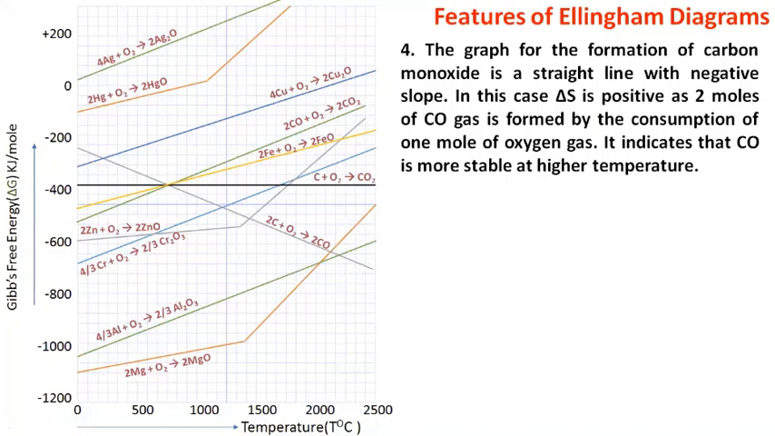So the graph for the formation of carbon monoxide is a straight line with a negative slope. In this case, delta S is positive, as 2 moles of carbon monoxide are formed by the consumption of 1 mole of a gas. It indicates that carbon monoxide is more stable at higher temperature. That means as the temperature is increased, you can see that carbon monoxide is becoming more and more stable. So this particular graph is showing this.